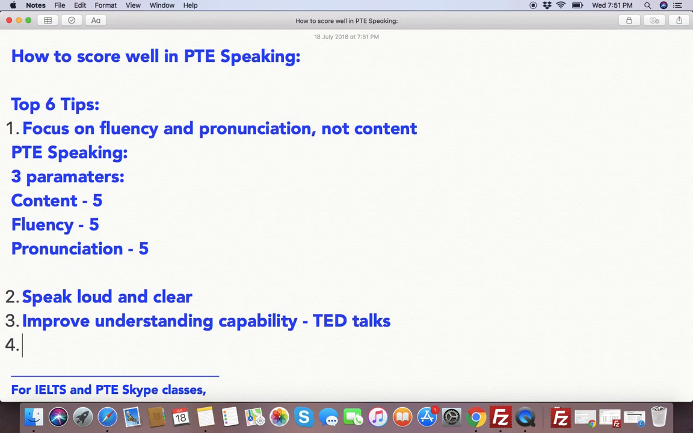Number 4 is, before the test starts, speak and listen to the English language.